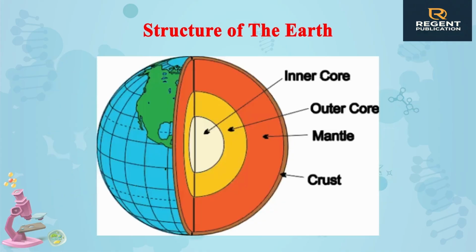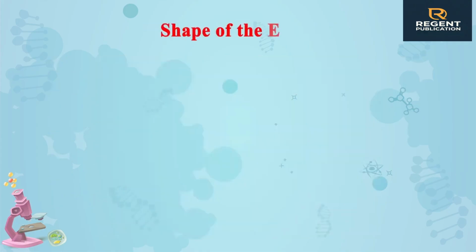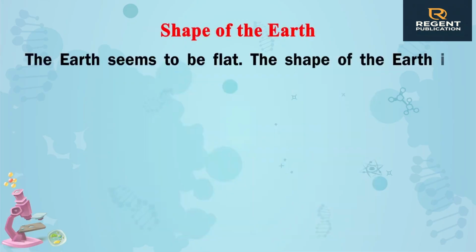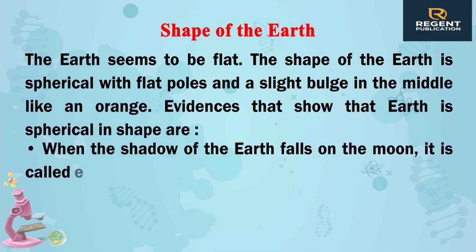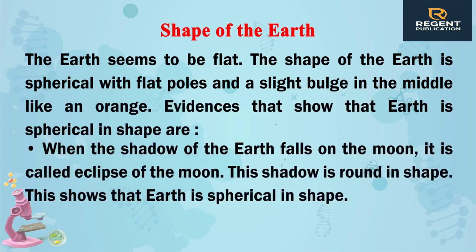Shape of the Earth. The Earth seems to be flat. The shape of the Earth is spherical with flat poles and a slight bulge in the middle, like an orange. Evidences that show that Earth is spherical in shape are: when the shadow of the Earth falls on the Moon, it is called eclipse of the Moon. This shadow is round in shape. This shows that Earth is spherical in shape.